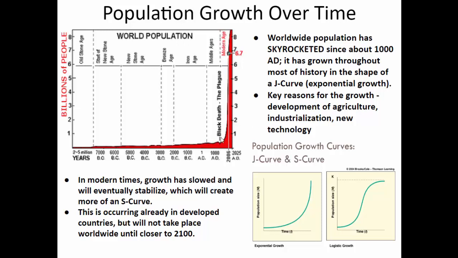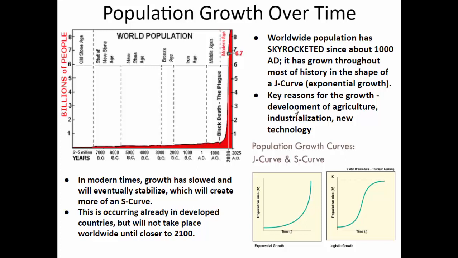Now, the development of agriculture is one of them. When we have agriculture, we develop surpluses of food, more than we need. We can save it. We can store it for tough times in the future. Industrialization means, hey, we have new machines that provide for more food through agriculture, more industrial goods, and more importantly, more health and sanitation thanks to industrialization that's going to cause people to live longer than ever before.